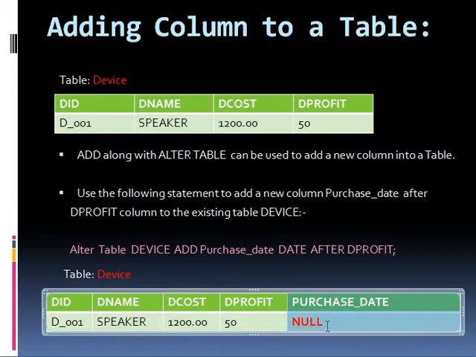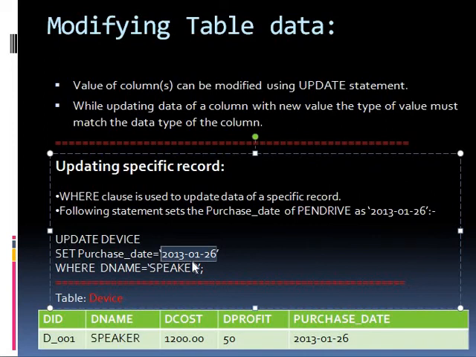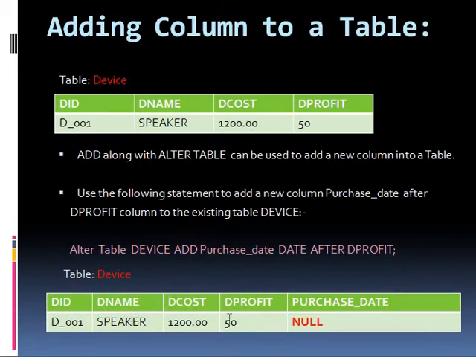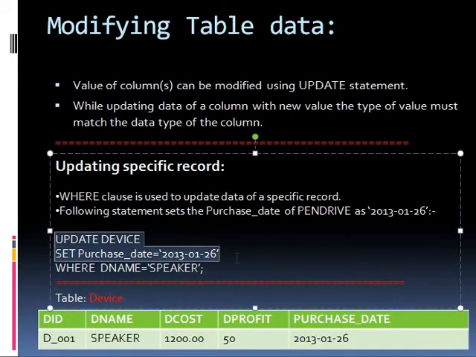value as null, is now going to show a new value for the column purchase_date, and that value will be this one, which is going to be inserted out here. So the speaker device whose purchase date was initially null has now changed into this one after executing this update statement.